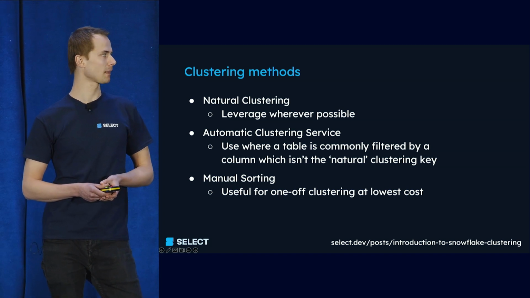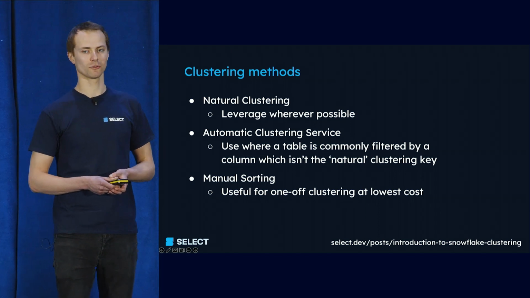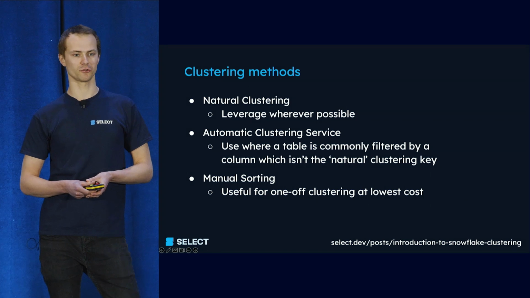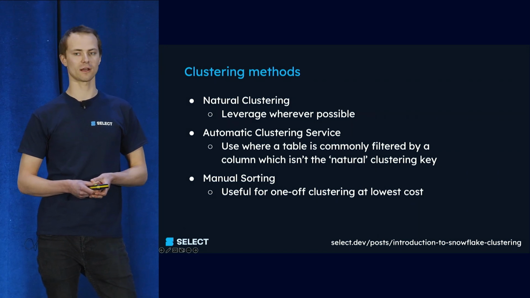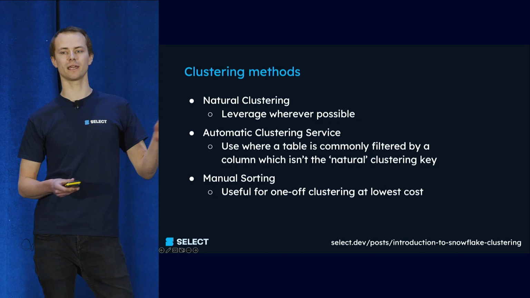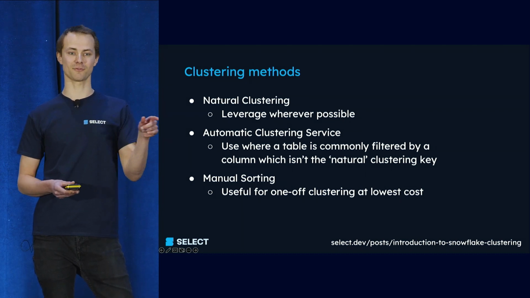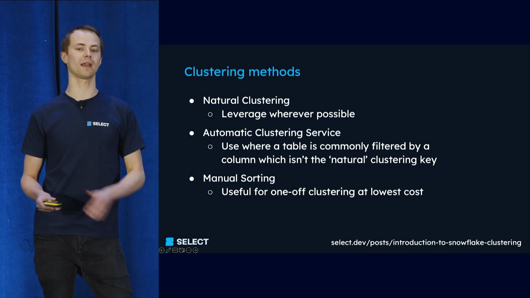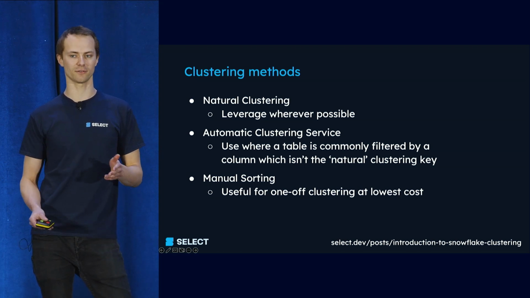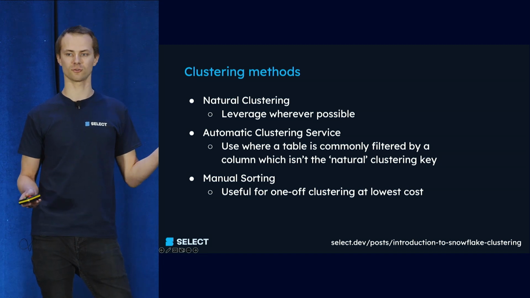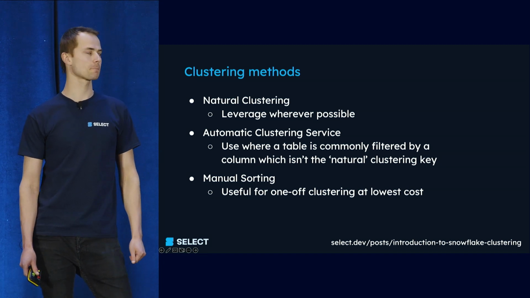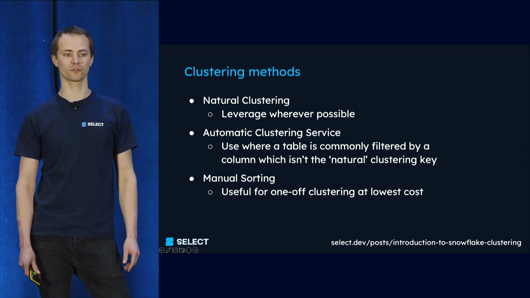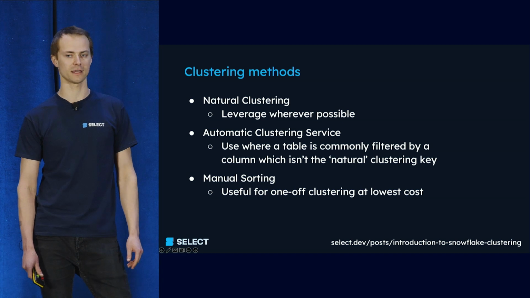And then finally, we have this manual sorting option. So in the same way that naturally clustered tables really are just sorted by the clustered column, we can do that ourselves manually. So if you run a create or replace table as a select from that very same table ordered by the column that you want to cluster by, Snowflake is just going to replace that table with a sorted version of itself, which leaves you in the same state as the natural clustering that I mentioned before. So if you have a table which is either static or rarely updated, this is the most cost-effective way to get to a well-clustered state.